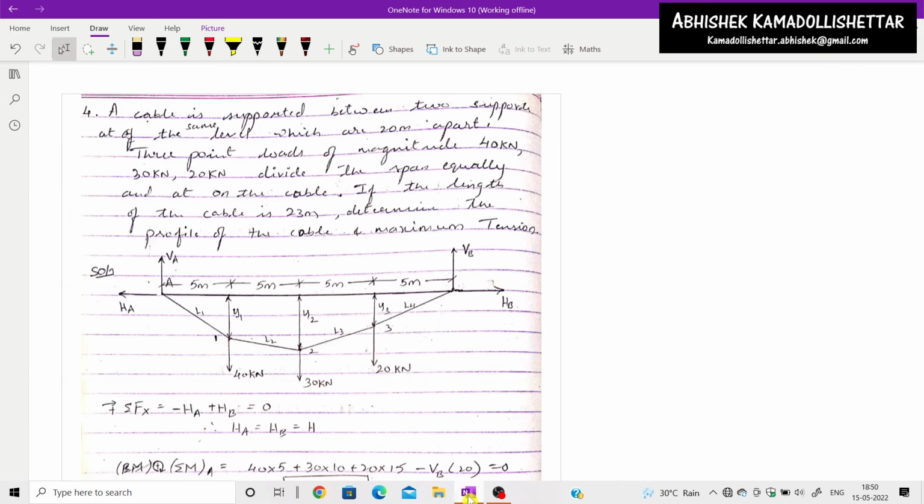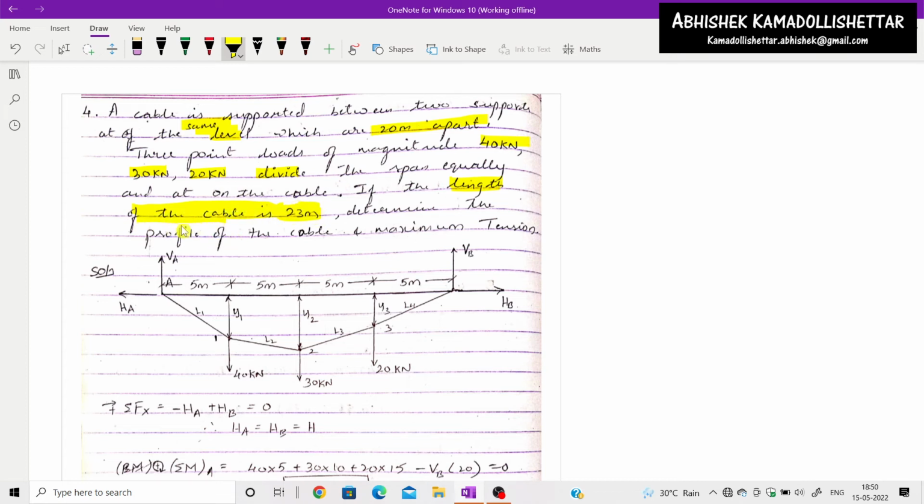Okay, so the next problem: a cable is supported between two supports at the same level, which are 20 meters apart. Three point loads of magnitude 40 kilonewton, 30 kilonewton and 20 kilonewton divide the span of the cable equally. The length of the cable is given as 23 meters.